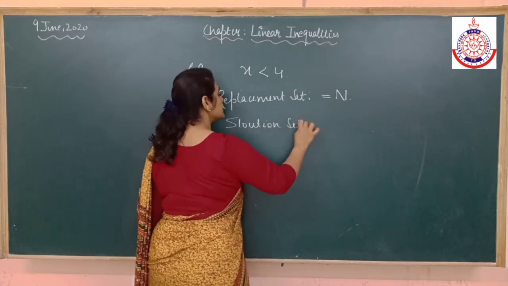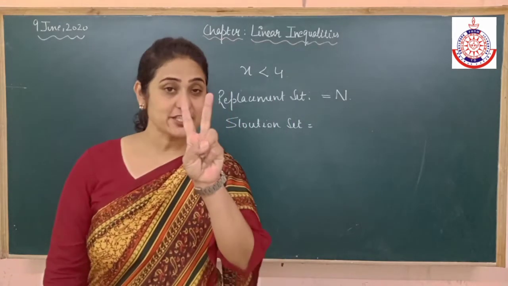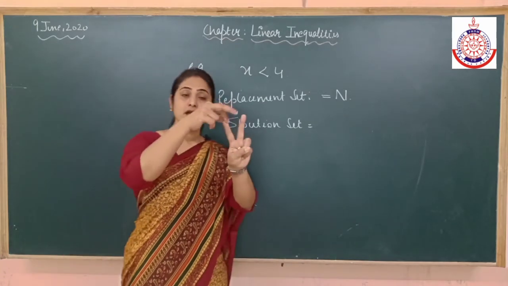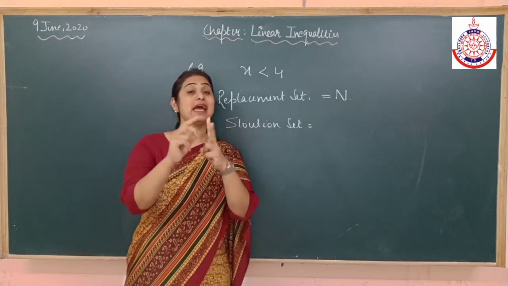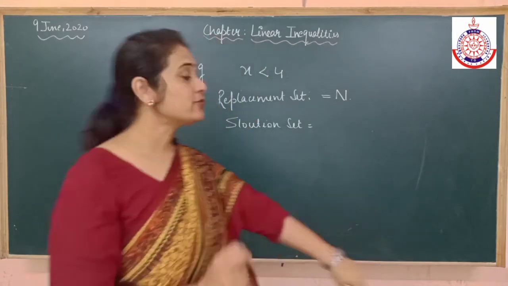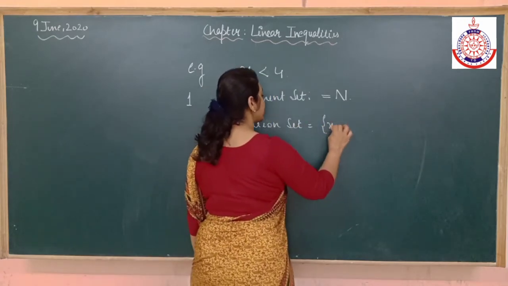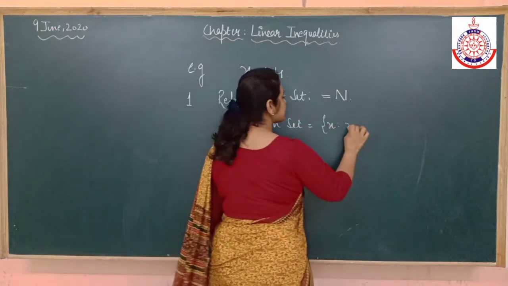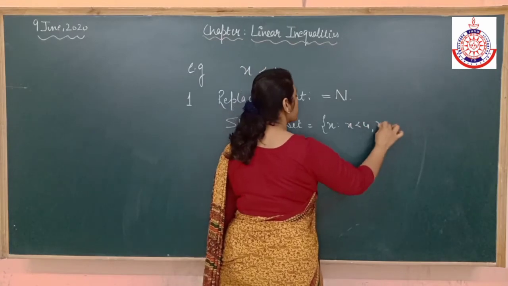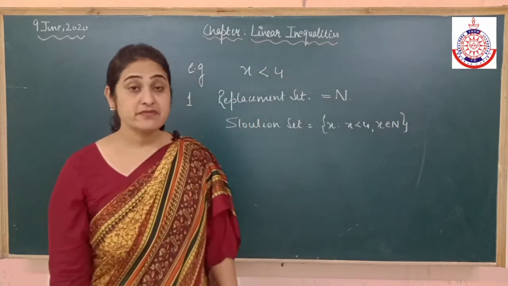So if my replacement set is natural numbers, let's see what the solution set will be. And if you remember the representation of sets, we represent a set in two forms: set builder form and roster form. I hope you all remember. In set builder form, the solution set is x such that x is less than 4, where x belongs to N. All the natural numbers which are less than 4.